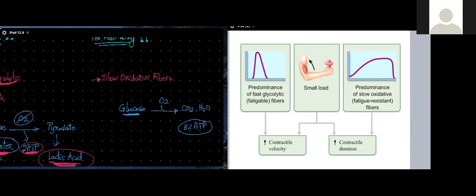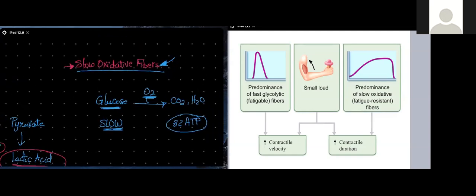Breaking down the glucose in the presence of oxygen, remember, it's a slow process. Exactly. So you flex, extend your spine, it's much slower than your finger. So the predominant muscle fibers in your back muscles are going to be slow oxidative muscle fibers. They are much slower, but they are less fatigable. They are fatigue resistant.